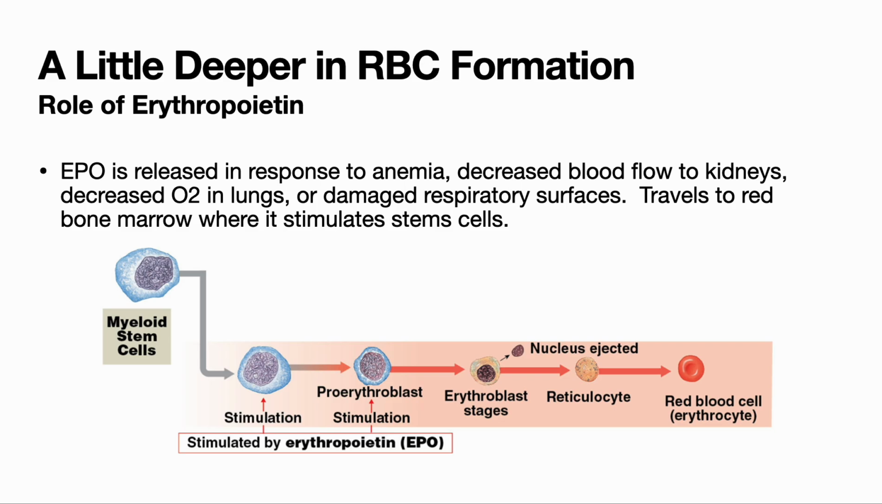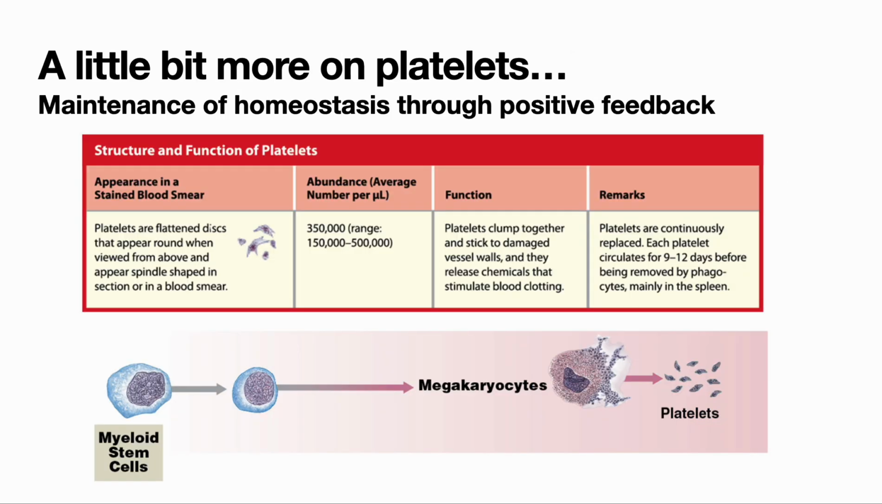And EPO will travel to the red bone marrow where it will stimulate stem cells to produce ultimately red blood cells, because by increasing the number of red blood cells, that leads to an increase in hemoglobin in the blood, and more hemoglobin, because you have more red blood cells, means you can carry more oxygen and deliver it to the cells of your body.